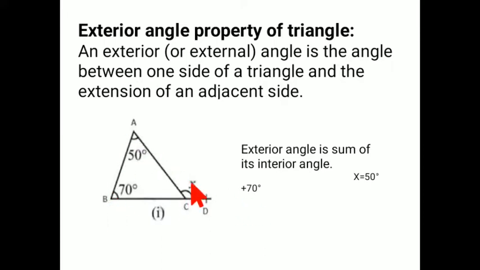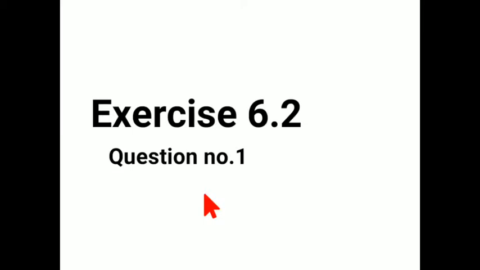If this is your triangle, whatever angles are formed inside the triangle are called interior angles. And if a line is drawn, the adjacent part will be your exterior angle. The outside angles are called exterior angles. So now, students, let us start solving exercise 6.2 with question number 1.